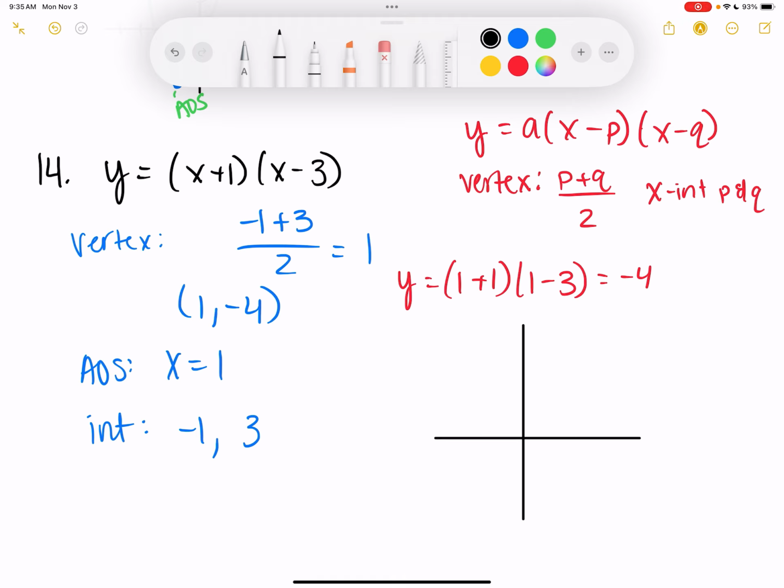All right, now this one still opens up because it's positive. All right, so axis of symmetry is at x equals 1. Vertex is at 1, -4. And then at -1 on the x and at +3 on the x, I have intercepts. So those are my other points. And then you just make your parabola with that.